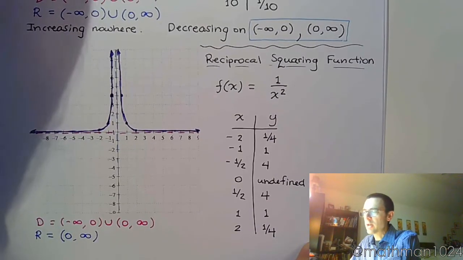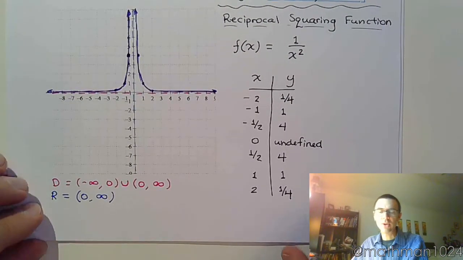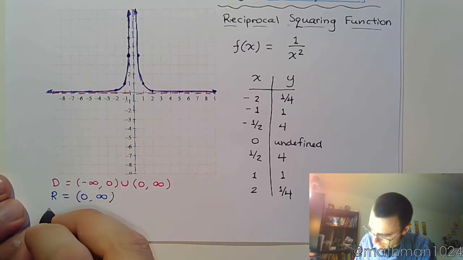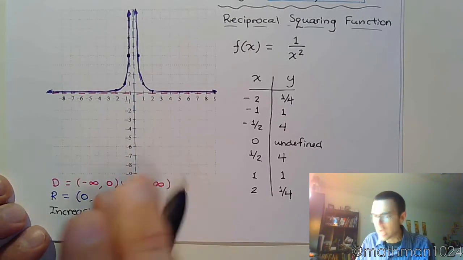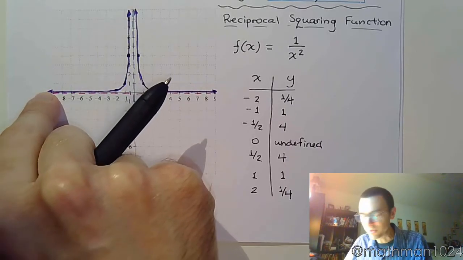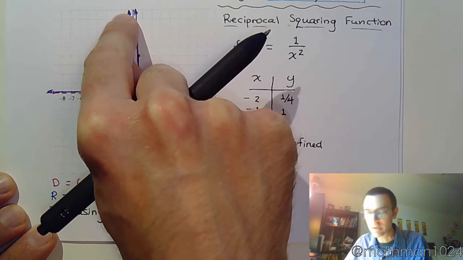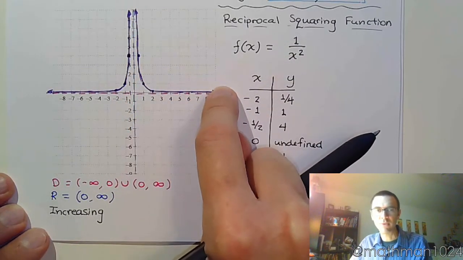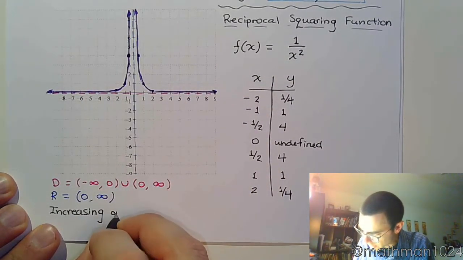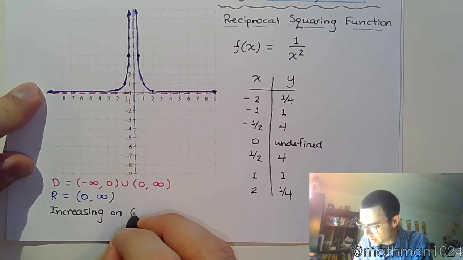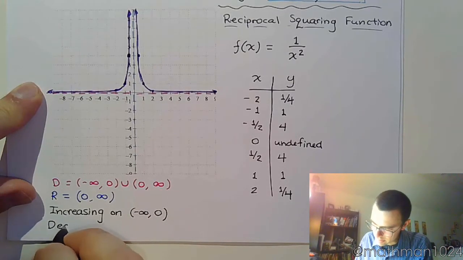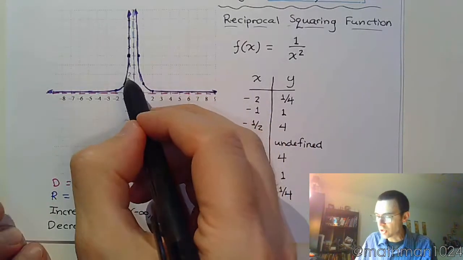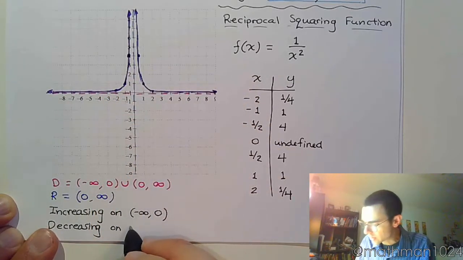And now let's finish this by talking about where is this graph increasing, where is he decreasing? Is he increasing anywhere? Well, let's see. As I go from left to right, I'm really kind of flat right here, but he is increasing. And then over here, he's going down as I move my finger from left to right. So he's increasing on the left half. So he's increasing from negative infinity to 0. And then he is decreasing, starting just beyond 0 and going out to the right toward infinity.